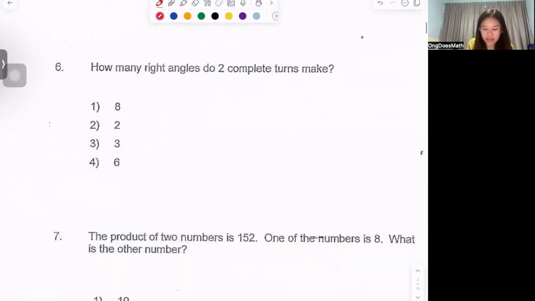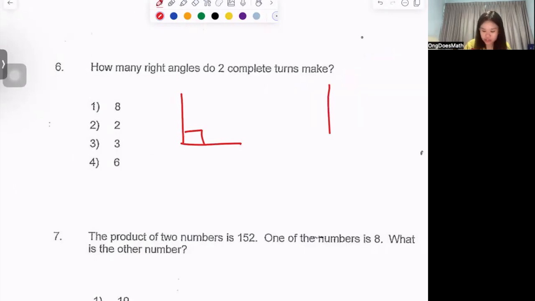How many right angles do 2 complete turns make? So there are 2 types of angles we need to know here. One is right angle. So how does a right angle look like? It actually looks like this, a perpendicular line. And how does a complete turn look like? It actually looks like this.